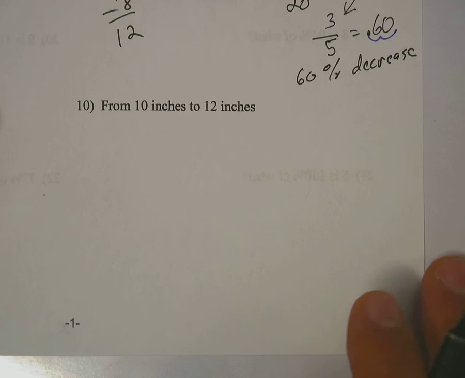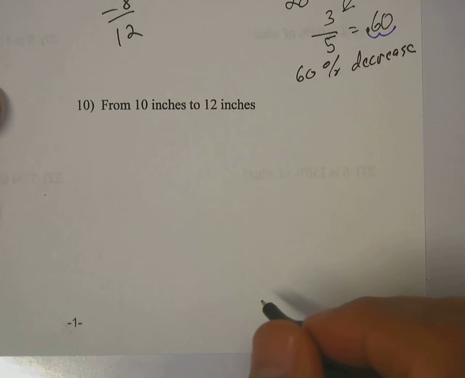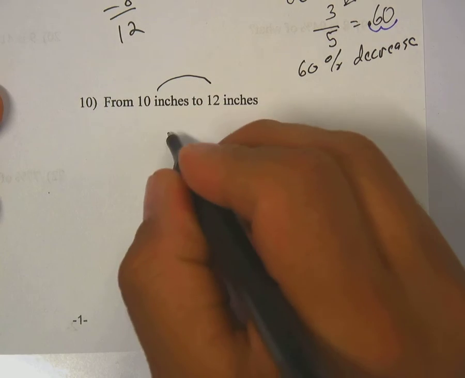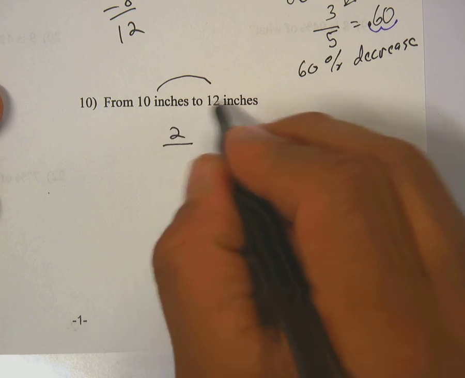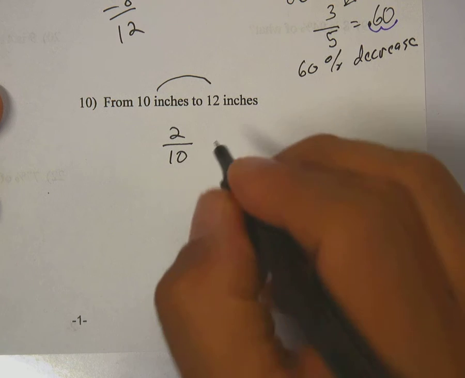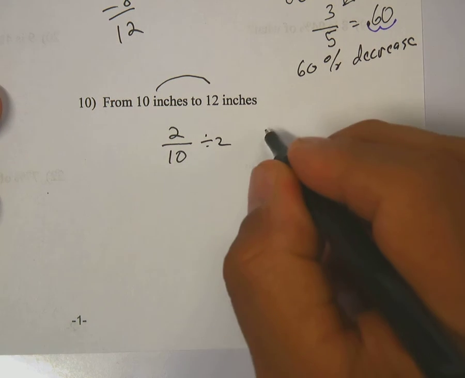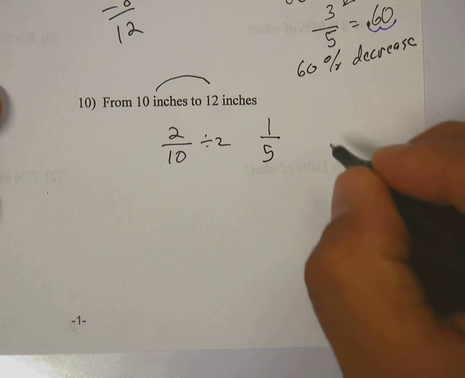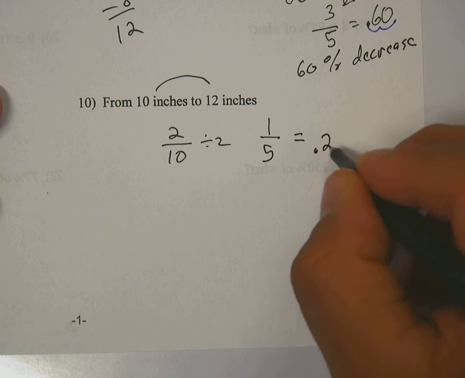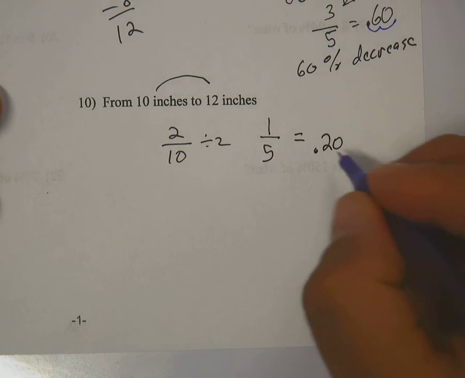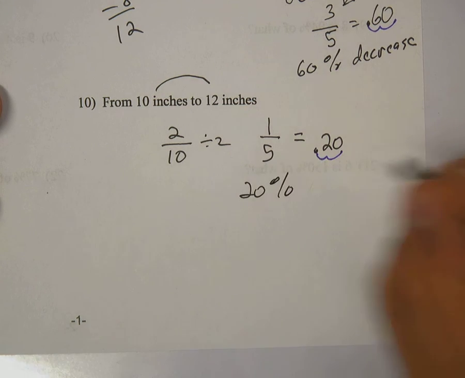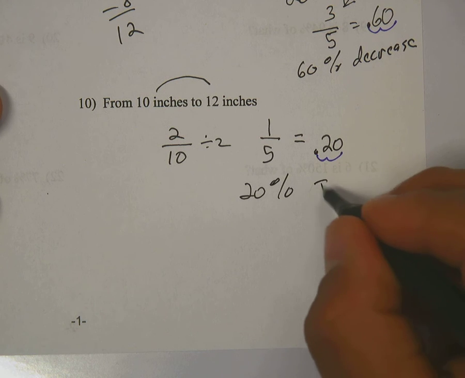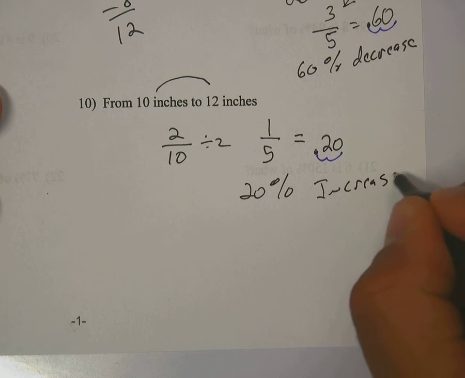Again, we went from 10 inches to 12 inches. Okay, we went up 2, that's the change. What's the original? Well, from 10 inches to 12, that means that was a 10 first. And then I can simplify that by 2 if I don't see it, which is 1/5. And I know 1/5 as a decimal is 0.20. And then if I move the decimal 2 times, 1, 2, I get 20%. 20% what? Well, it went up, so 20% increase. Okay? All right, let me go to the other side.